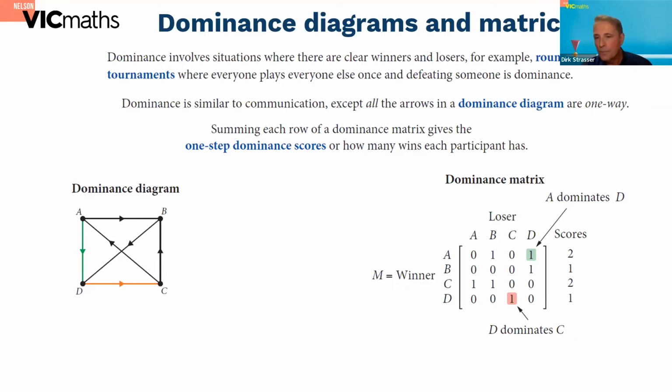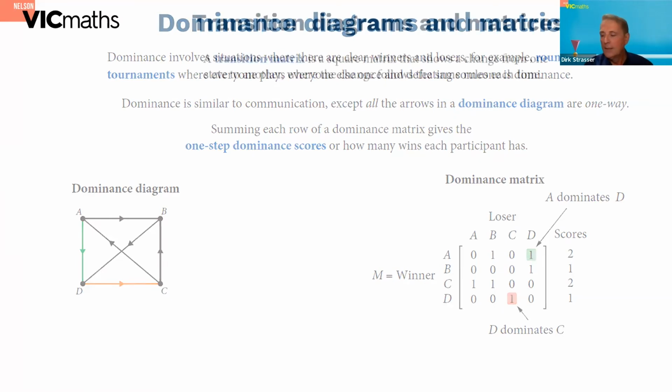communication matrices. You can have, if you square it, you end up with the two-step dominances, and therefore you can find out who had more two-step dominances, and therefore was the ultimate winner.